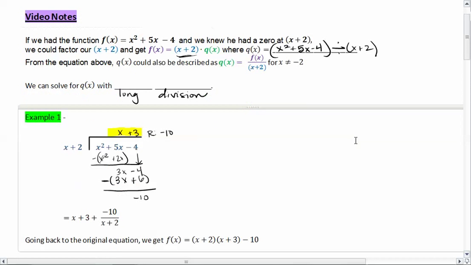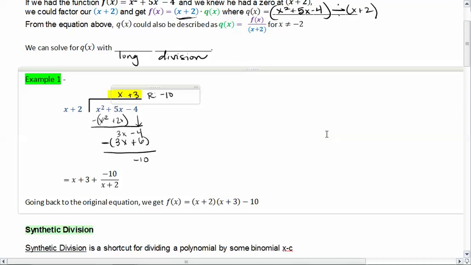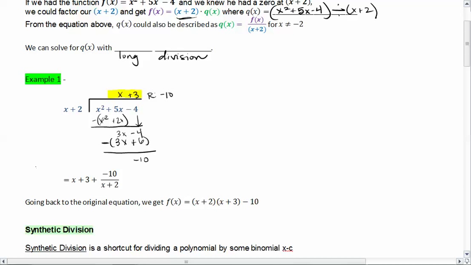So what does this mean? What is this x plus 3 remainder negative 10? What are we left with? Well, we know that this negative 10 is going to be divided by x plus 2, because essentially that's actually what we have left. And this equation that we have is really f of x divided by some d of x, right? This is d of x, which we're calling our divisor. You could also write this as f of x over x plus 2 is equal to x plus 3 plus negative 10 over x plus 2, because you have to also deal with that remainder.